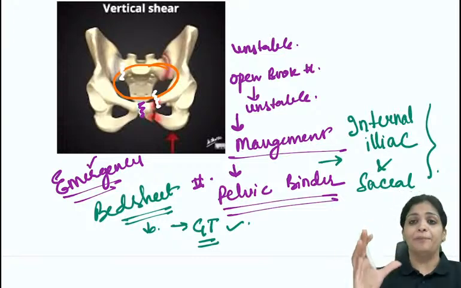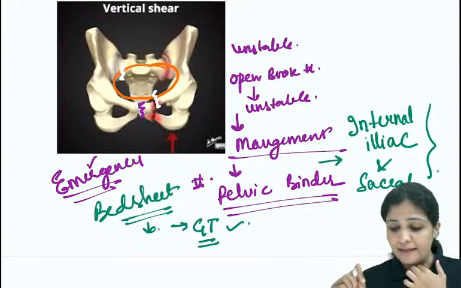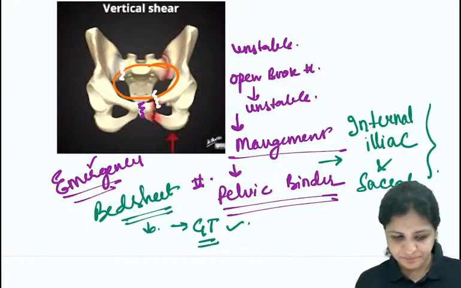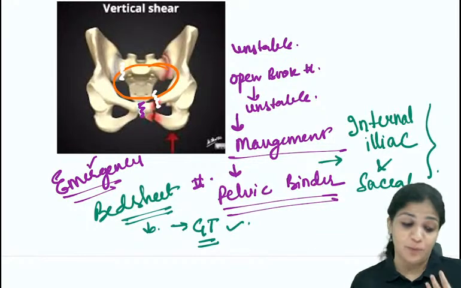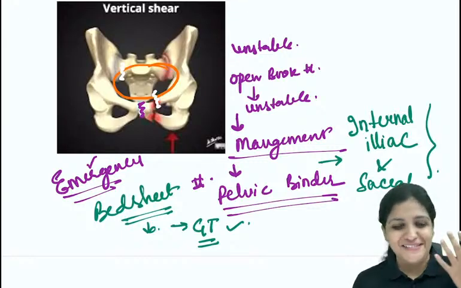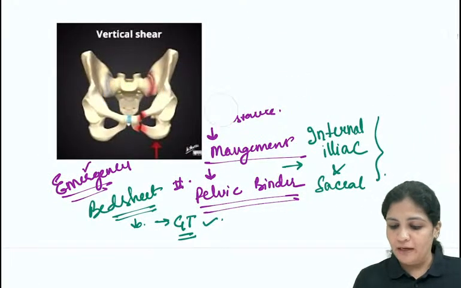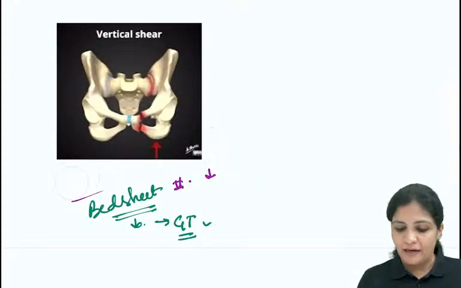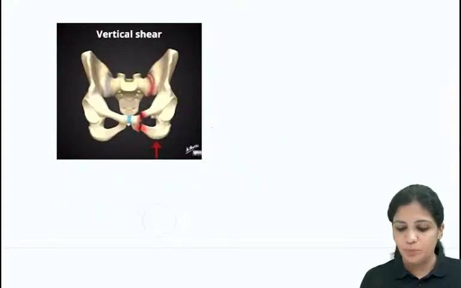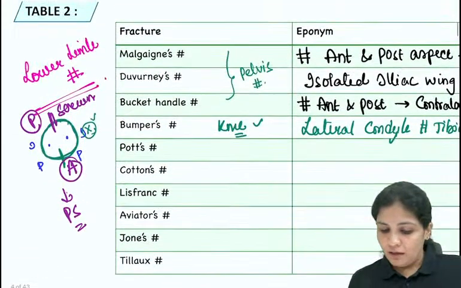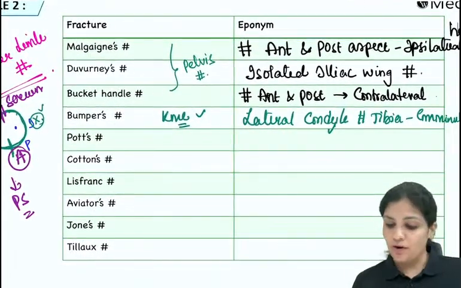So you are protecting against this damage, right? Or excessive bleeding. Yeah, tamponade effect. Very good. Thank you. So that's the tamponade effect, right? Very good. So that is about the pelvic fractures. Now let's go back. We have dealt with the bumper's fracture, that is the lateral condyle fracture.